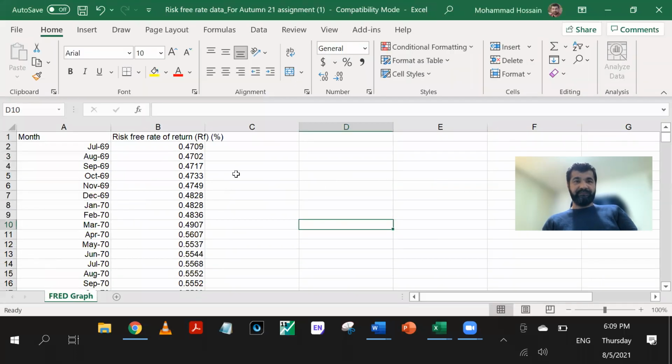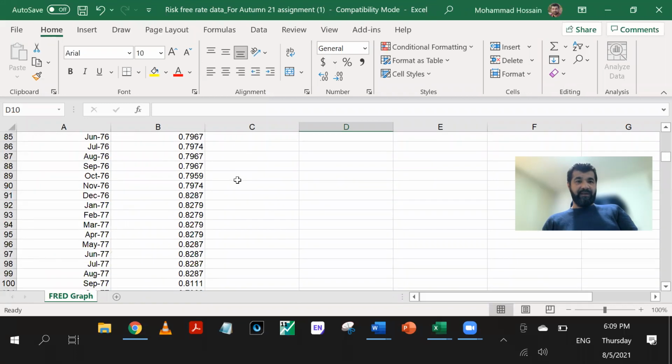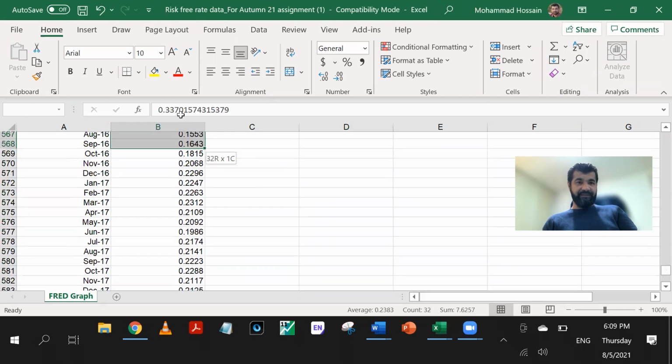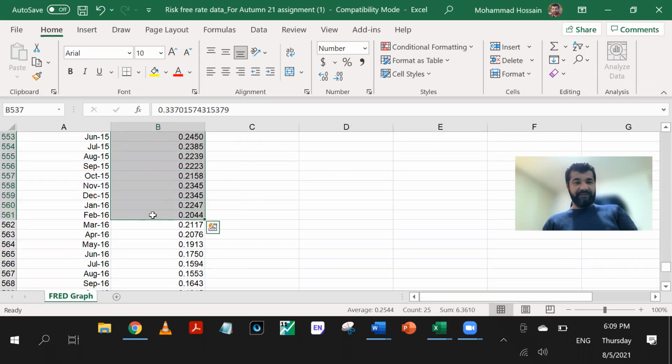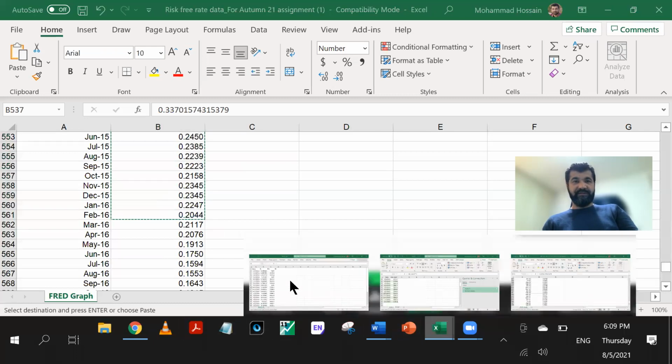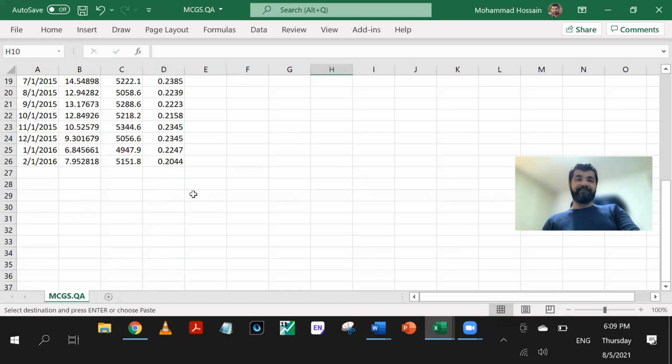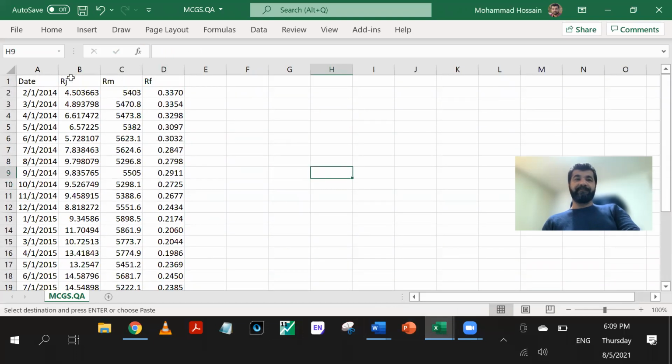We don't need this all. I just need it from 2014. February 14. Till I need February 16 to do much on me. Okay. Copy that. There we go. That's your RF. Okay. So this is the one you have to find out. So RM is here, all odd, RF is here, and this is the one you have to find.